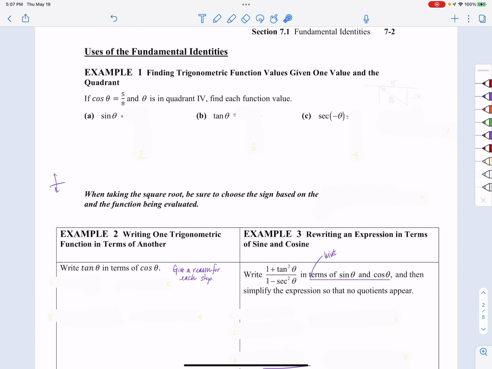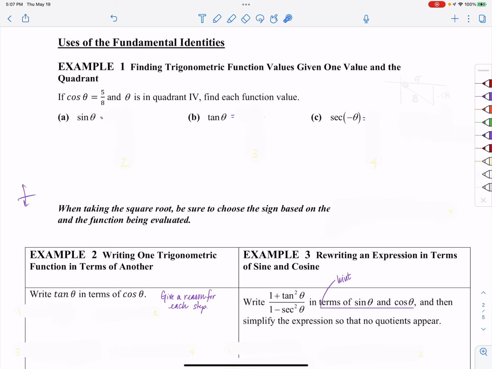All right, let's look at example 1. And example 1 will be the end of this particular video. So example number 1 says that we're told that cosine is equal to 5/8. Now you want to be thinking here, cosine, according to SOHCAHTOA, is adjacent over hypotenuse. And you're also told that theta is in quadrant 4.